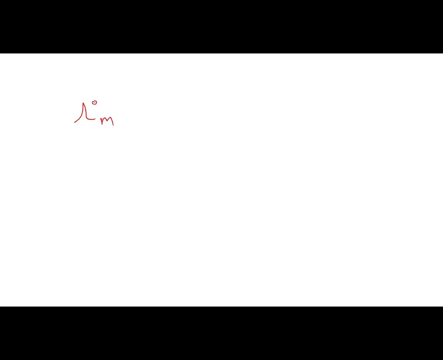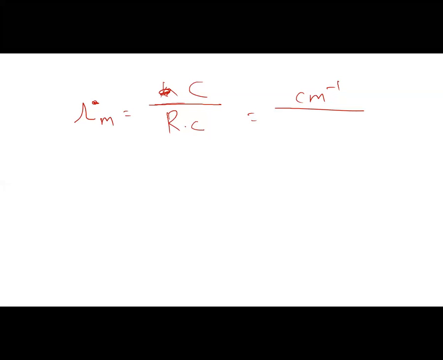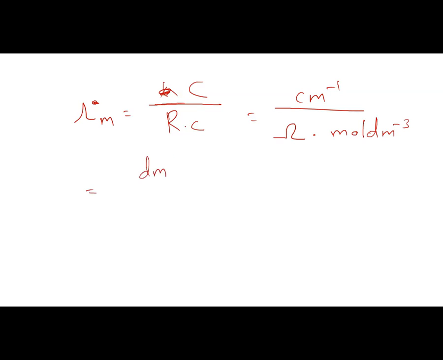So we know that the molar conductivity is equal to kappa, or it's the cell constant over resistance times the concentration. So the units for cell constant is per centimeter, inverse, and resistance is ohm. And the concentration is mole per dm cube, right? I'm going to rearrange these so that I'm taking the negative powers off. So it's going to be dm cube over ohm times mole times centimeter.